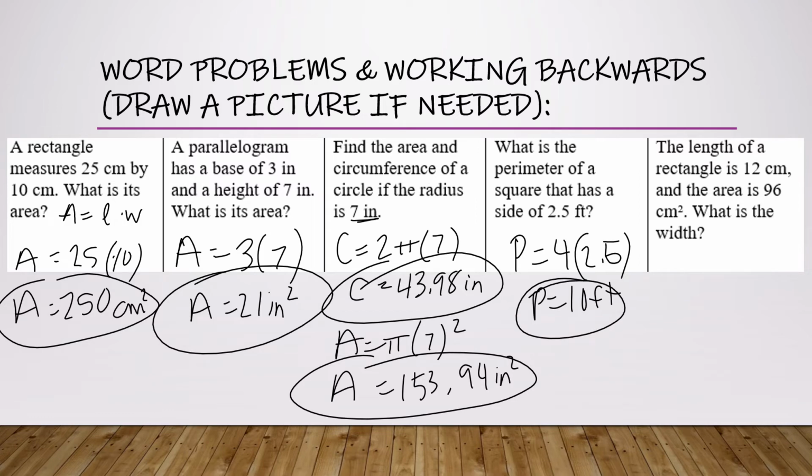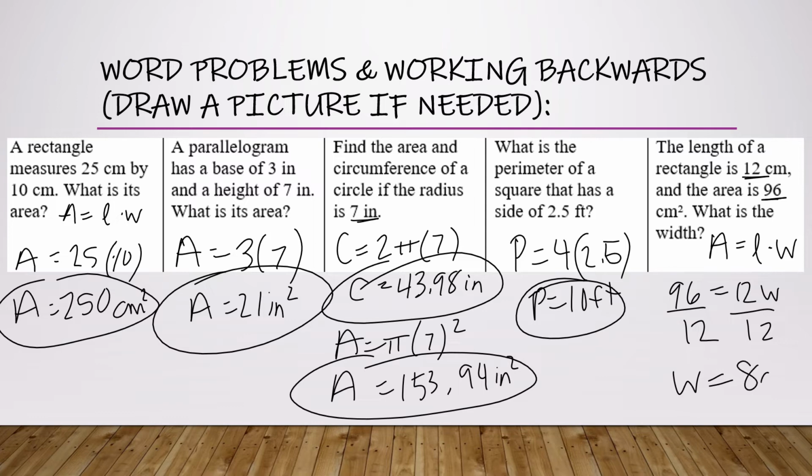The next question and the rest of those are working backwards. So what I do for these is I'm reading the entire problem first. The length of a rectangle is 12 centimeters and the area is 96 centimeters squared. What is the width? Okay, so I'm working with a rectangle and I'm working with area. My area for a rectangle is length times width, or base times height. They give us the area, which is 96. They give us the length, which is 12, and then we are trying to find W. You guys know how to do this algebra problem here. You're going to divide both sides by 12, and you get 8 centimeters.